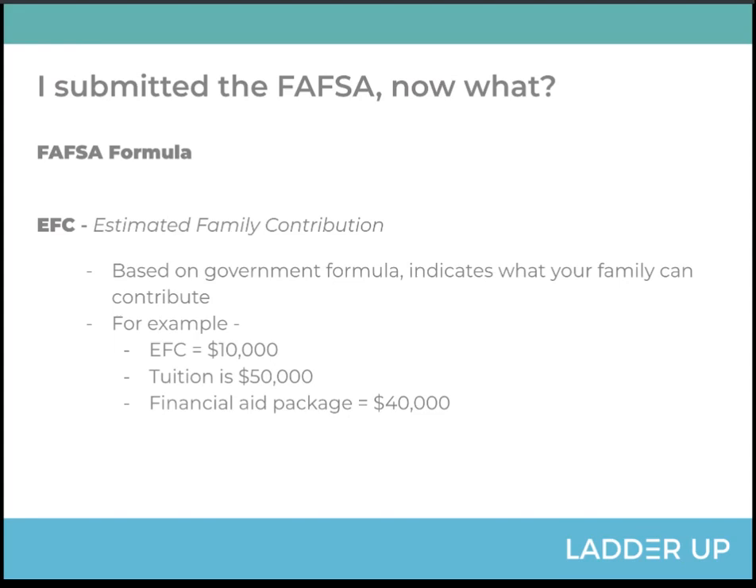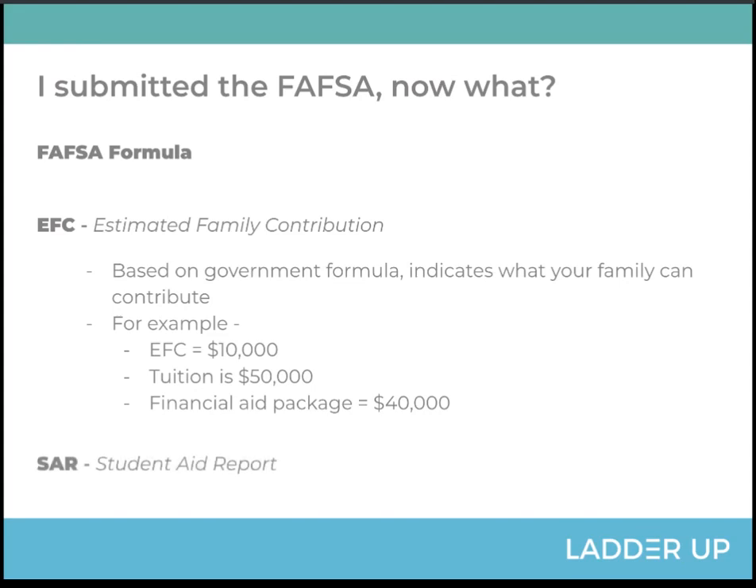There's obviously a bit more methodology that goes into creating that formula, but for the sake of this video, I'm simplifying a bit. So here's an example of the EFC in action. You submit your FAFSA, the numbers are crunched, and you learn that your estimated family contribution is $10,000. The school financial aid office will then say, well, our school's tuition is $50,000, and if the family can pay $10,000, we're going to have to put together a financial aid package of $40,000 in order to make it possible for this student to attend our college or university.